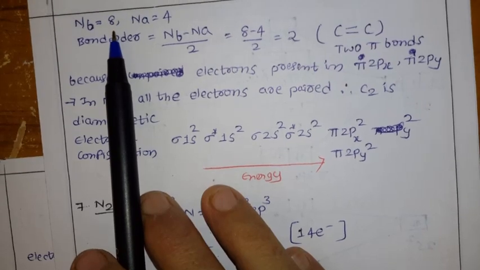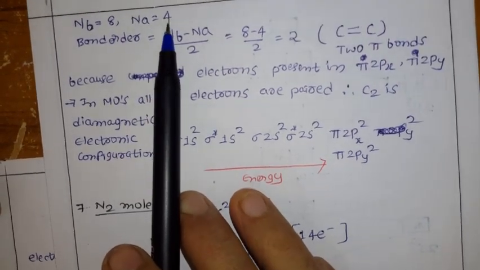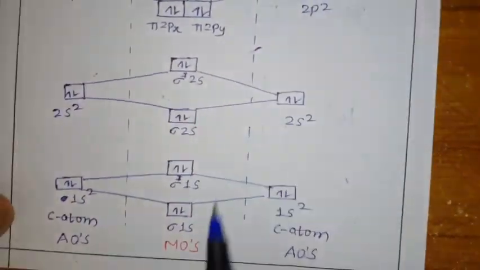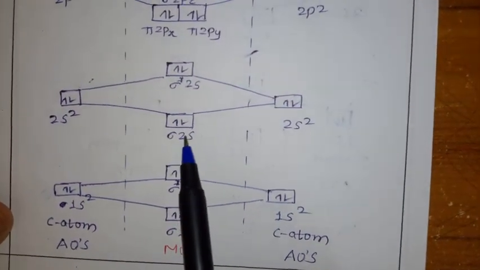Now if you go for calculating the bond order, in the case of bonding molecular orbitals we have 8 electrons. In antibonding we have what? 4 electrons. So how here bonding? Let us discuss here. So this is a bonding molecular orbital. This is also bonding.